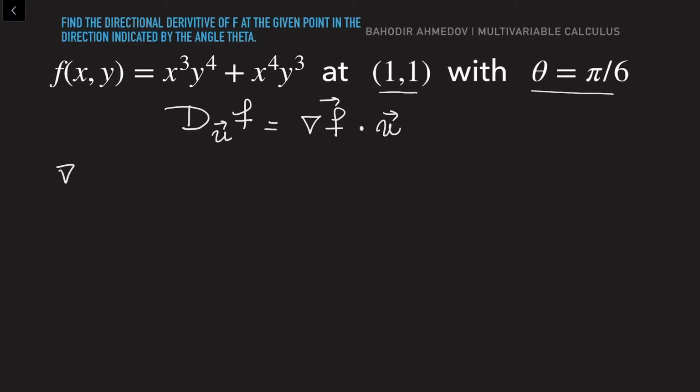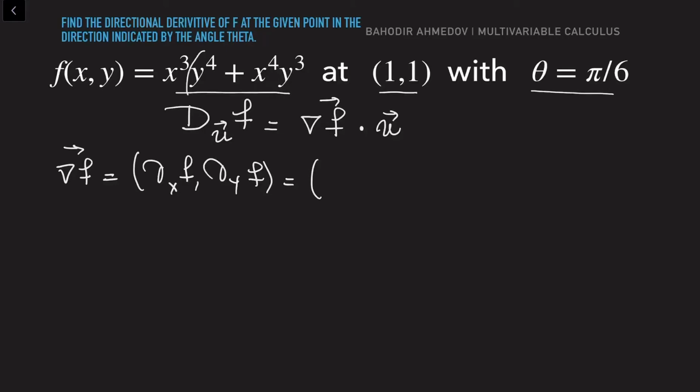So the gradient of f, or nabla f, is going to be a vector which contains the two partial derivatives of this function. So we are going to find the partial derivative of this function with respect to x, first of all. So here we are going to look at y as just a constant. So this is the constant, right?